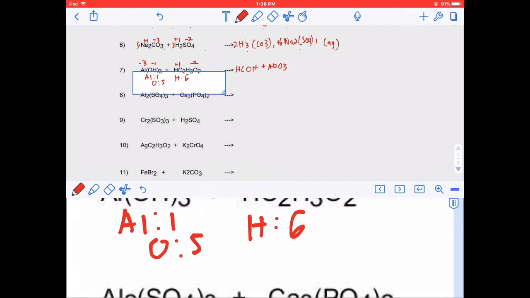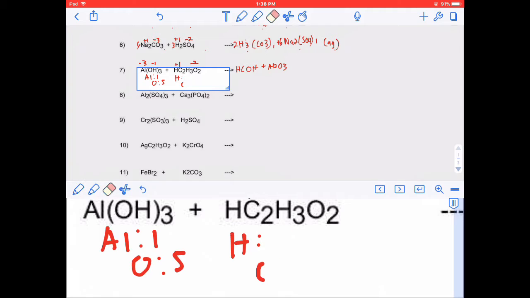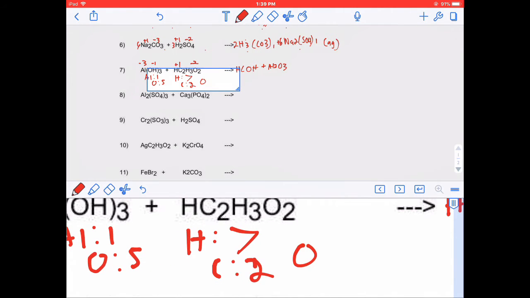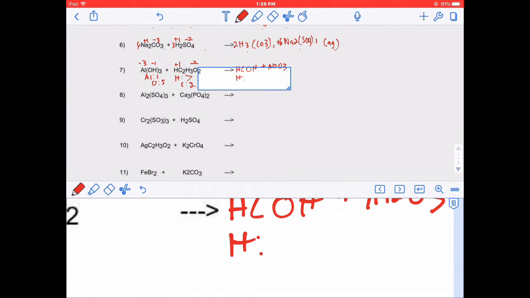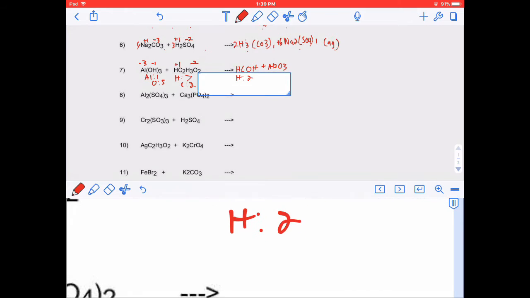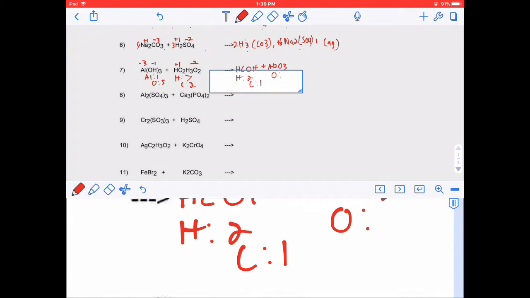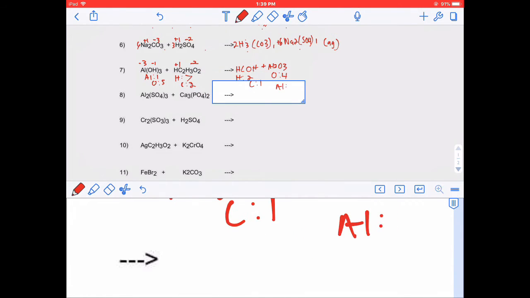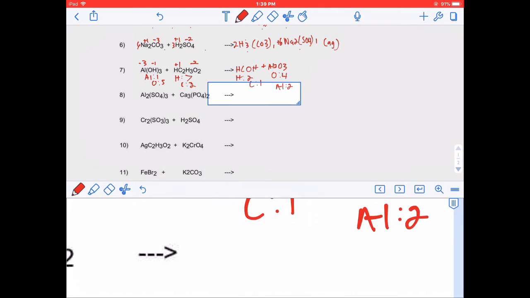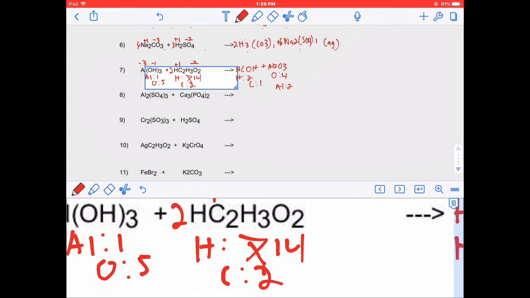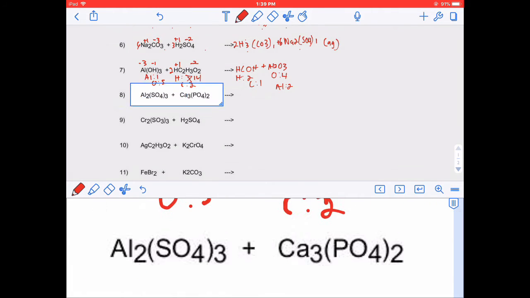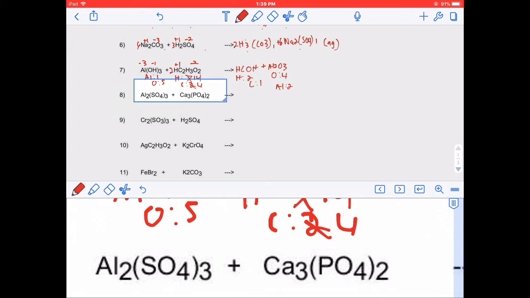Alright, so now I'm just counting up the charges of each. Okay, so I'm just counting up how many there are on each side to balance them. Again, there's no solubility rule for this one, so I did not have to put anything next to any of the equations.